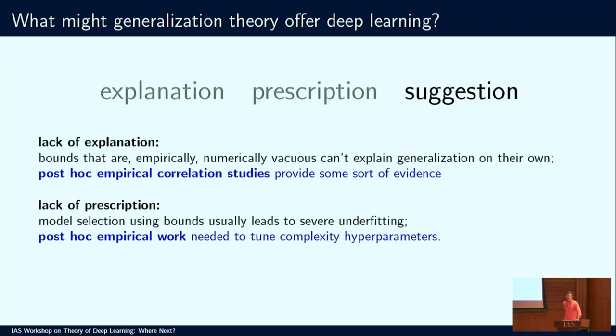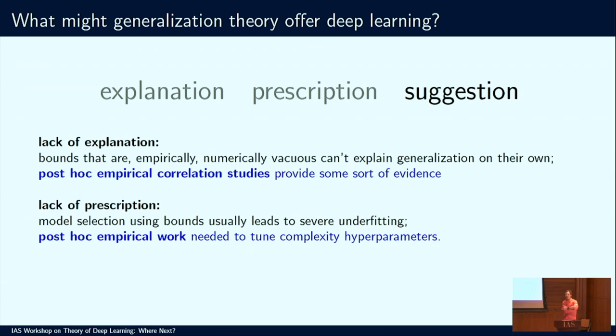At the same time, not only do these bounds not directly tell you anything about generalization, though they might tell you something through these post hoc studies, but because the bounds are so loose, if you try to start designing algorithms based upon literally the bounds, then you're going to get horrible underfitting. The bound is so loose, it thinks its performance is much worse than it is, and so you over-regularize.